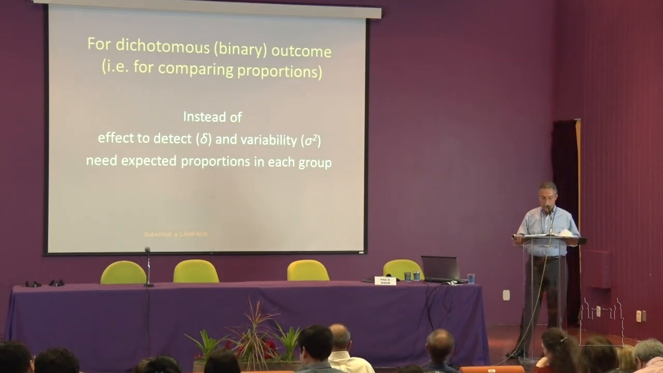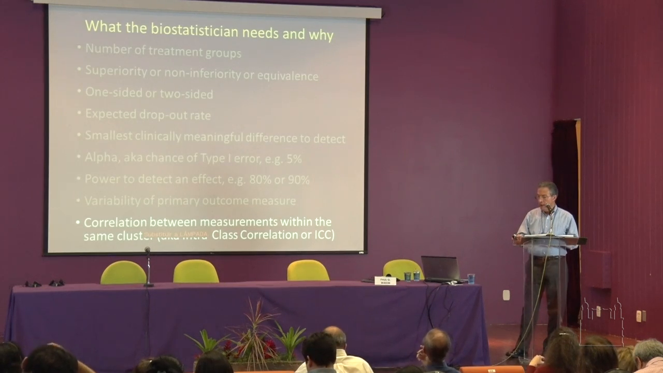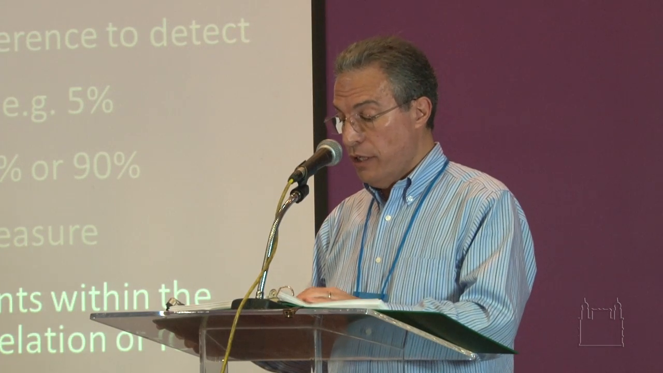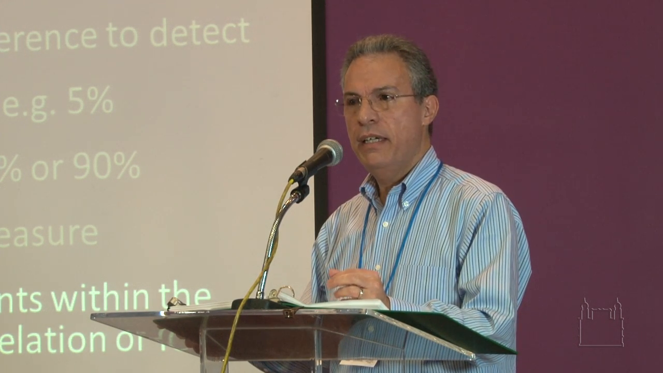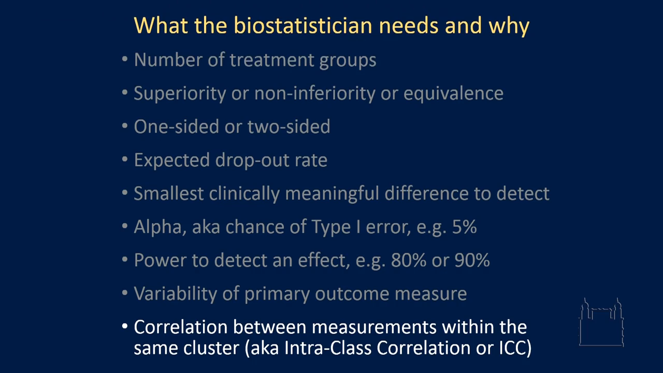So, okay, that's for dichotomous. And then the last one is the correlation between measurements within the same cluster. We talked about cluster randomization yesterday. And when you have clusters, the participants are in the same cluster, and there is some correlation between the measurements within a cluster. Because they are in the same hospital, in the same school, there are things that are the same as compared to another hospital, another school. And because of that, there is a correlation between observations within a cluster.